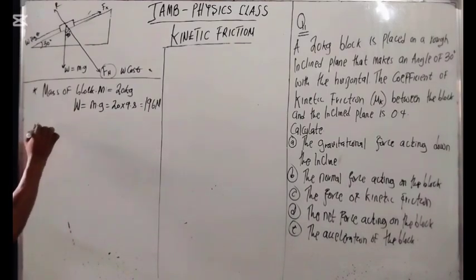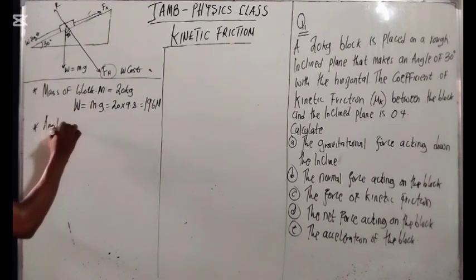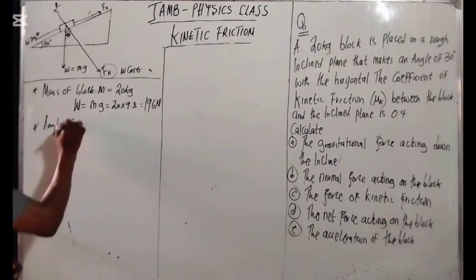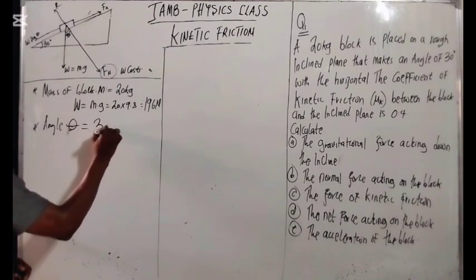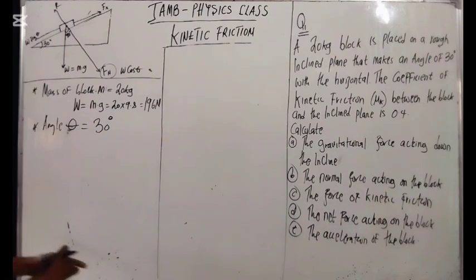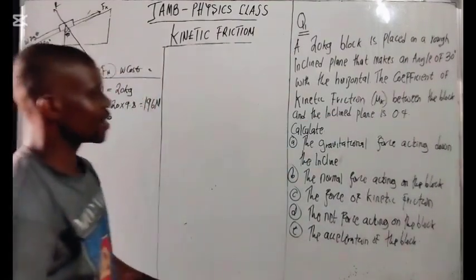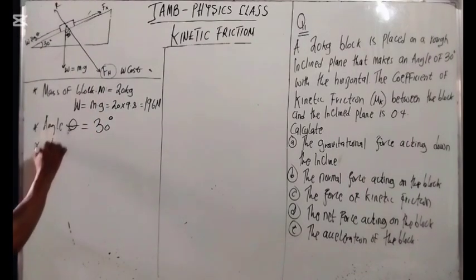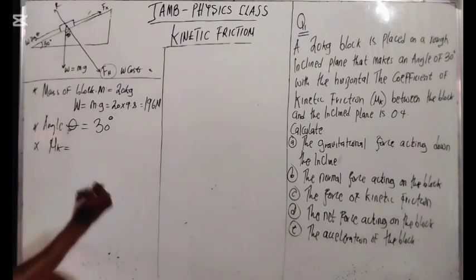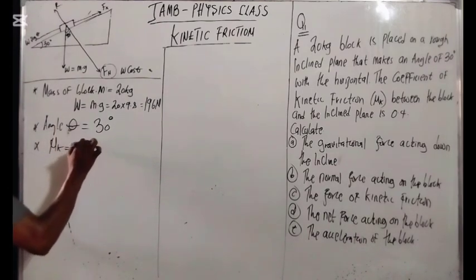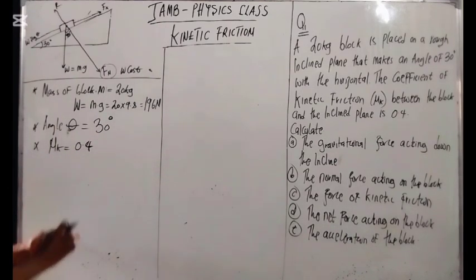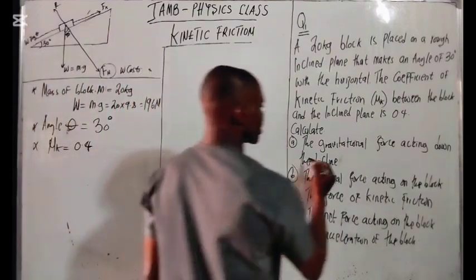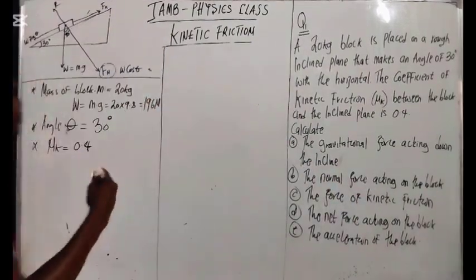Now they give me the angle of the incline, theta equals 30 degrees. They also give us the coefficient of kinetic friction, mu k, which is 0.4. These are the things we are being given here. Hope you understand. Now let's look at the gravitational force acting down the plane.